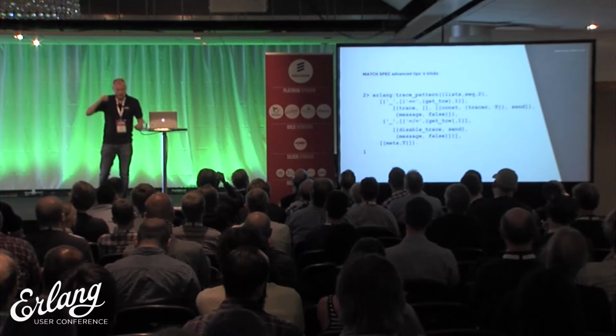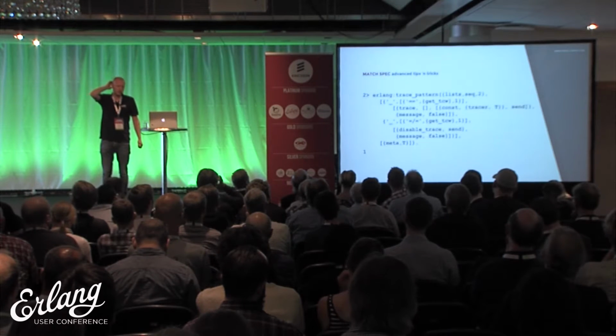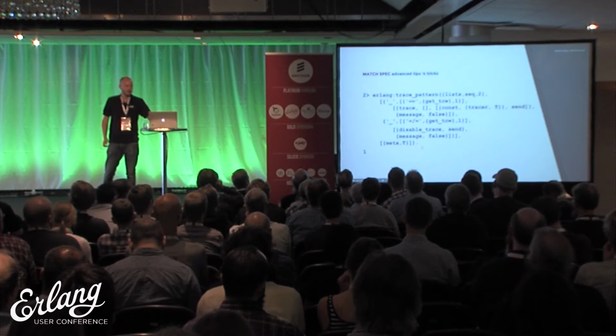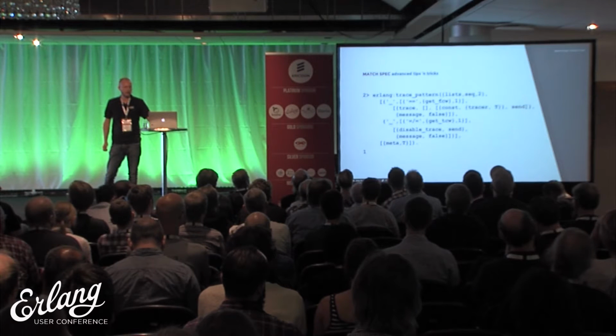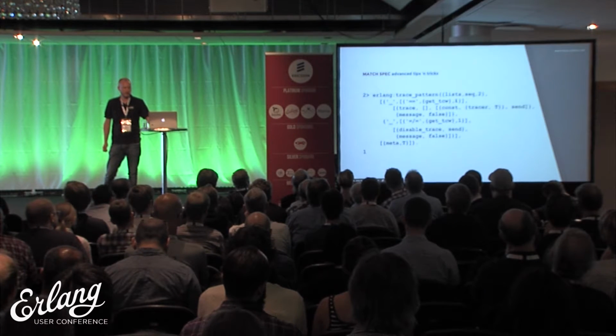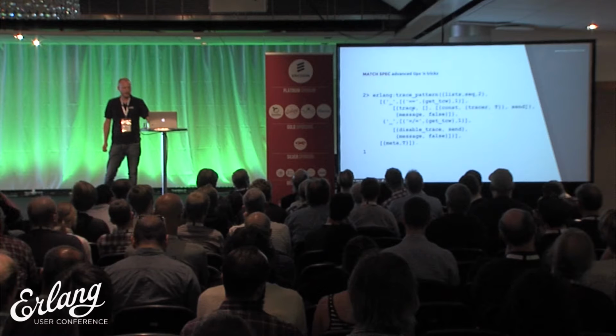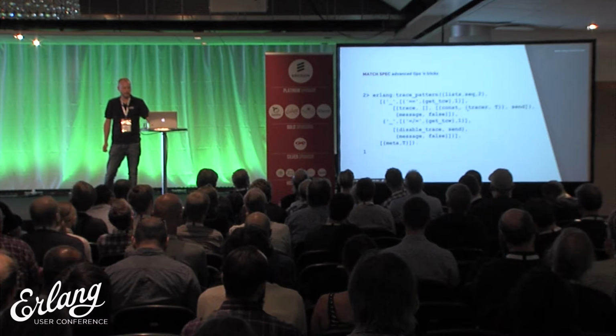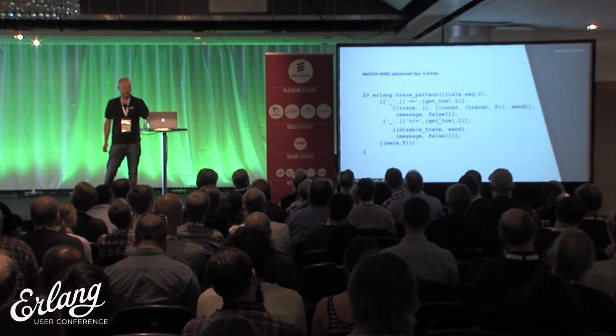So here we have another, even more complex example, using the trace control word. I set up a trace pattern of lists:seq/2 again, and I don't care about the arguments, but when the trace control word is 1, I enable tracing with send using this tracer, and I don't want a message. But when it's not set to 1, then I disable it.